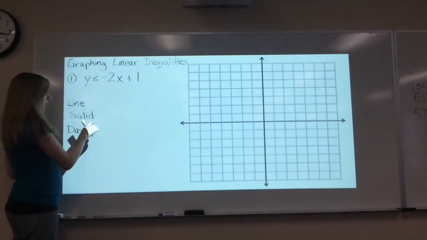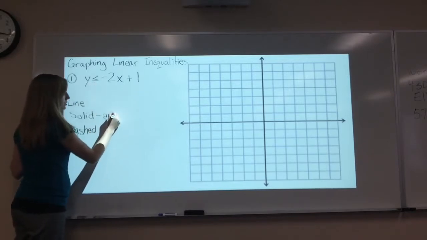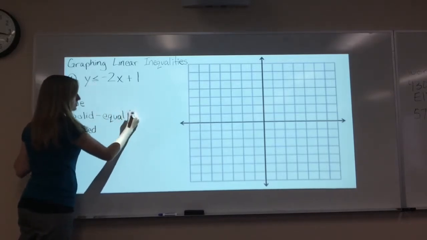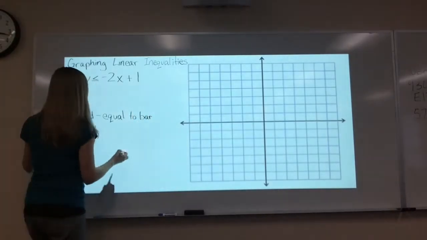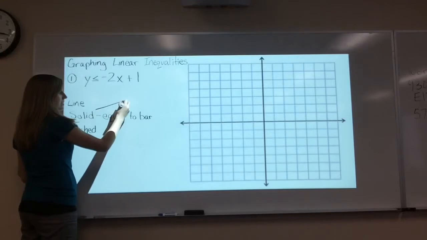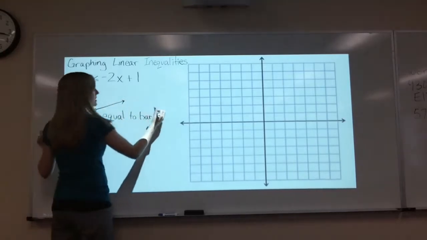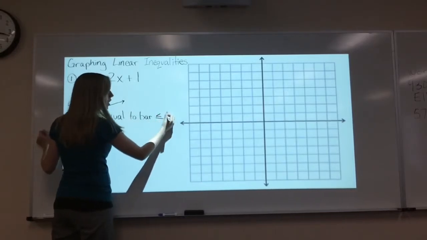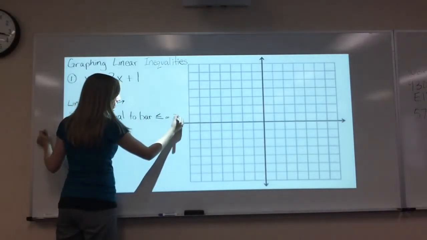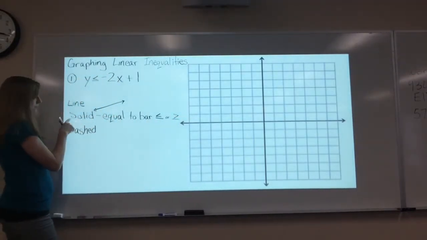Whenever we have a solid line, our inequality sign will have the equal to bar. So the equal to bar tells us to draw a solid line. And when I say solid line, I mean one like this, no breaks, nothing, just like that. That means less than or equal to, so this is the equal to bar right here, or greater than or equal to. Either one of these, you will draw a solid line.